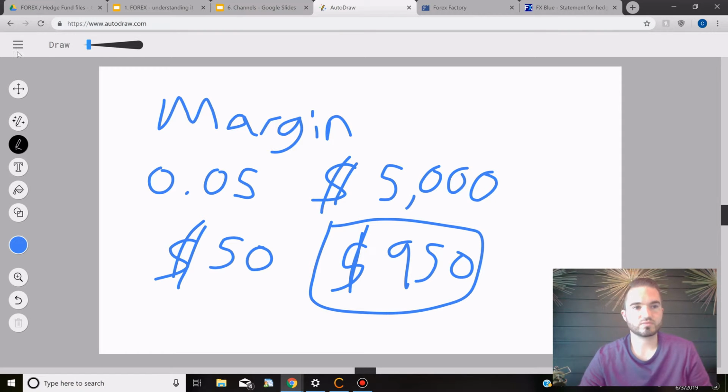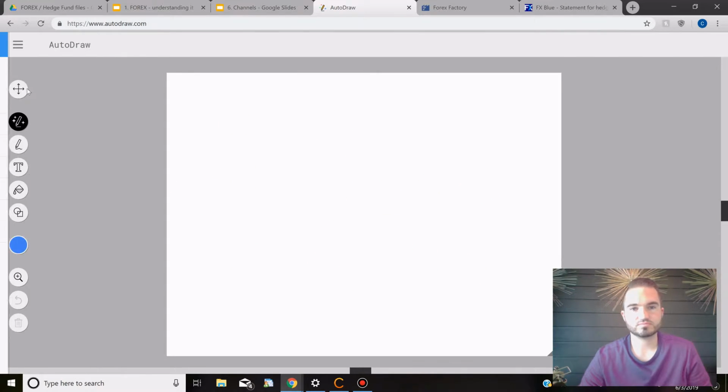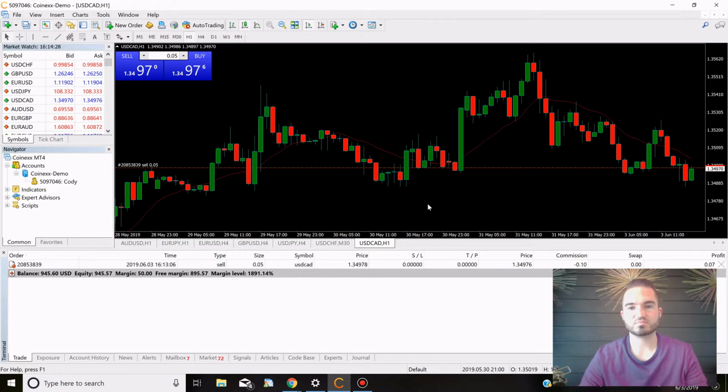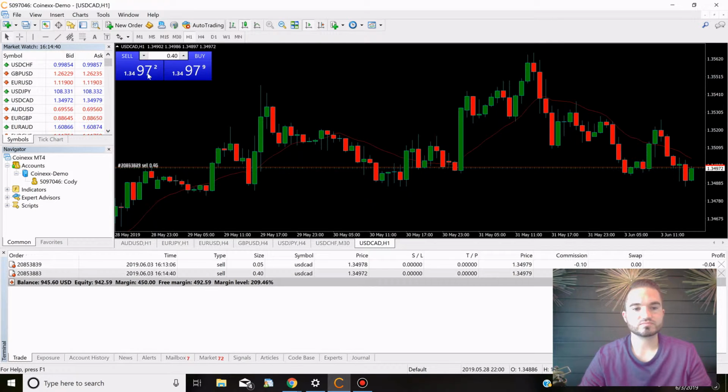So I'm going to erase this real quick. So what does that mean? Say we place, in here, 3 or 4 more trades, or say we place a big trade. I'm just doing this for demonstration purposes. So say we place a trade of 0.4. I'm going to short it. So that's technically $40,000 I just traded. Remember, because on leverage, one standard lot is 100,000, so 0.4 would be 40,000.